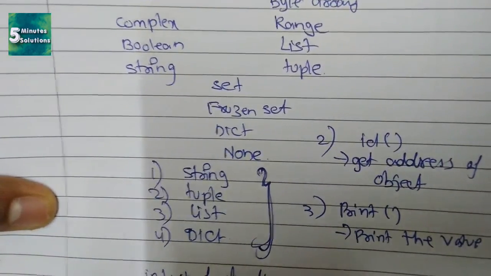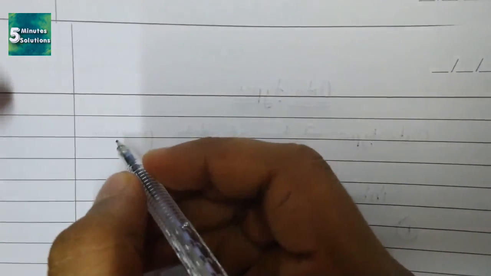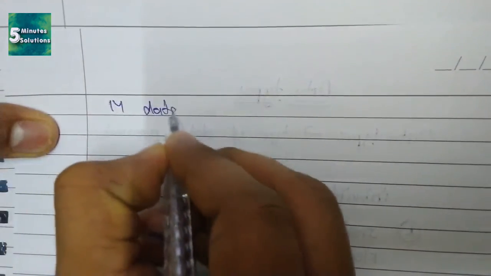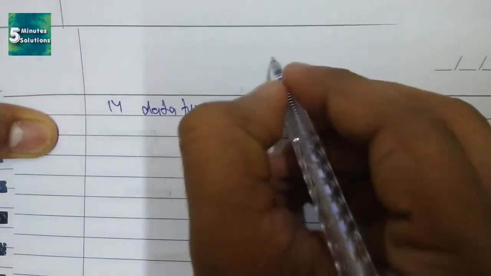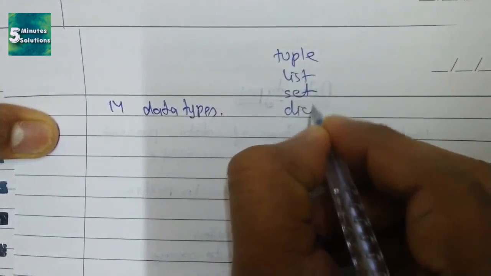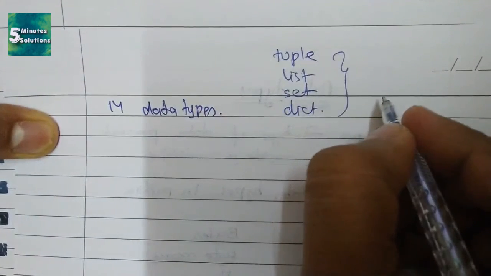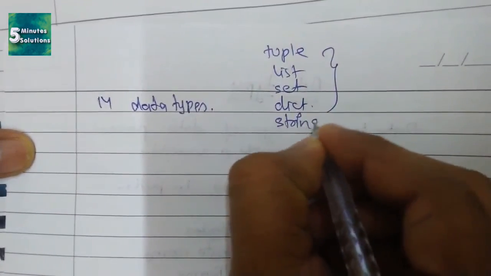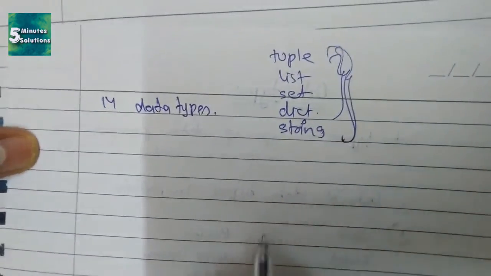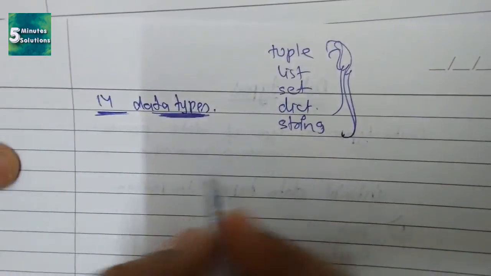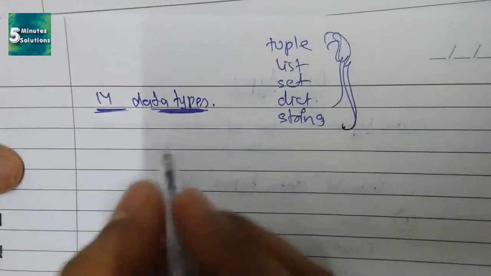Now in this class we will just give a brief, normal explanation about all the 14 data types. In the next class we will mainly focus on tuple, list, set, dictionary, and string. We will mainly focus on these 5 data types. Now I will just give some normal explanation about all the 14 first.